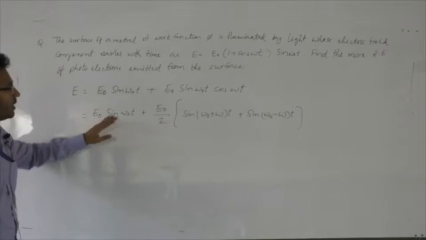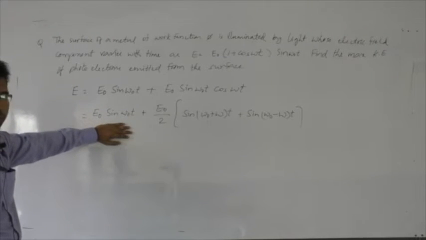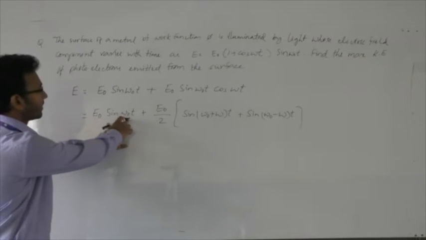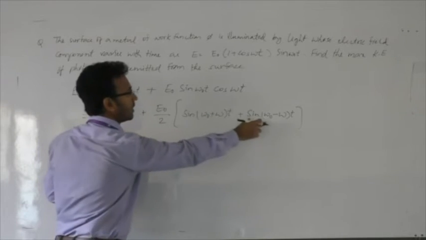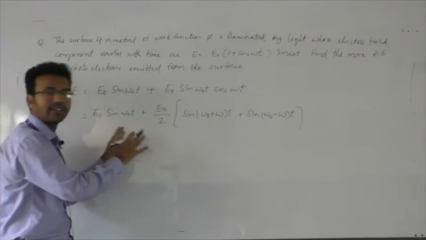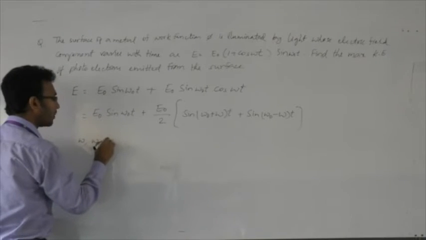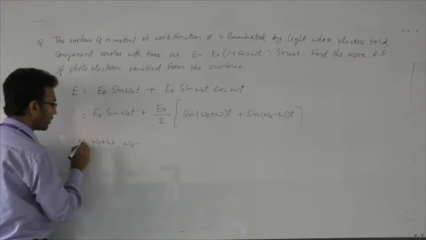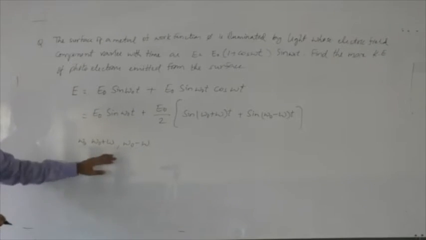Now see, in this electromagnetic wave, we have 3 different frequencies. One is omega naught, sin omega naught. Another is omega naught plus omega, and omega naught minus omega. So this light is having 3 different frequencies: omega naught, omega naught plus omega, and then omega naught minus omega.